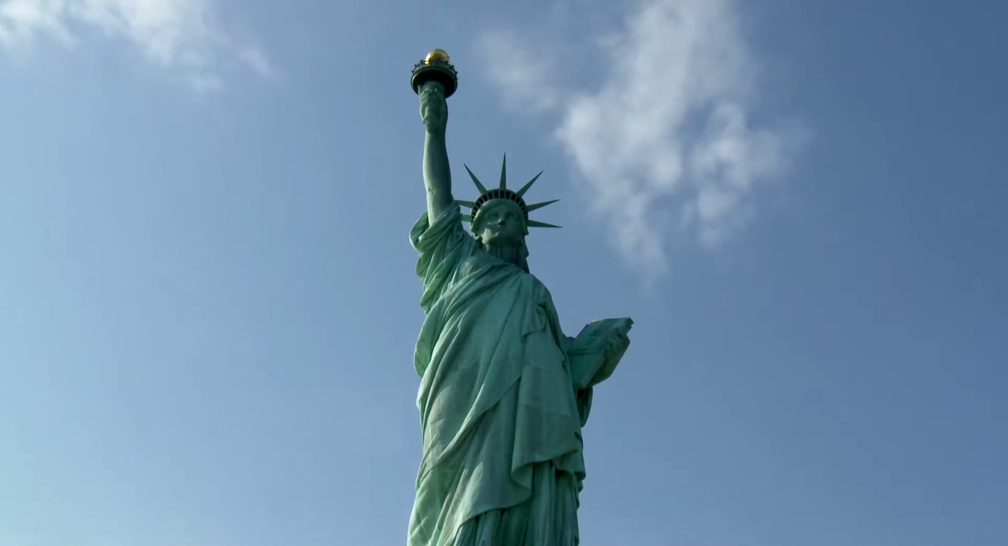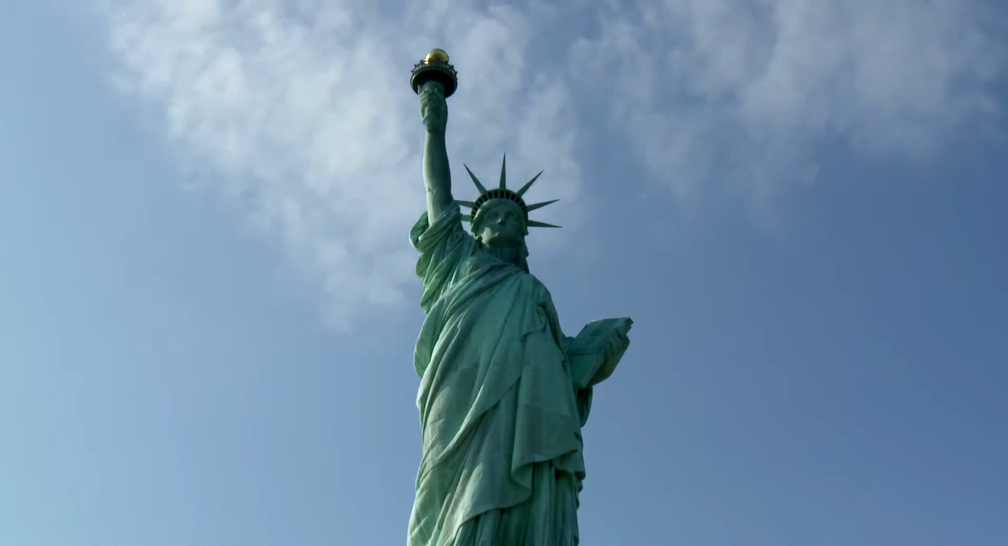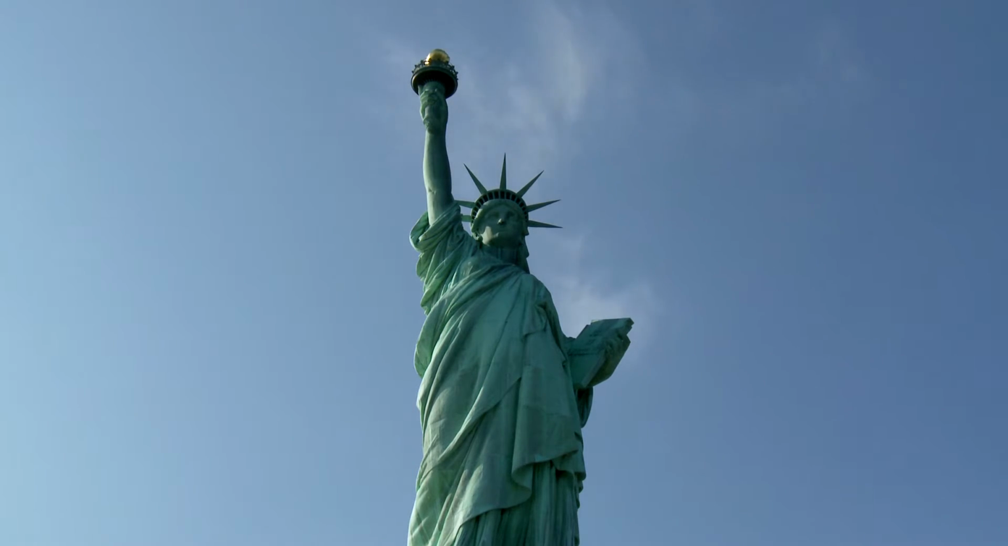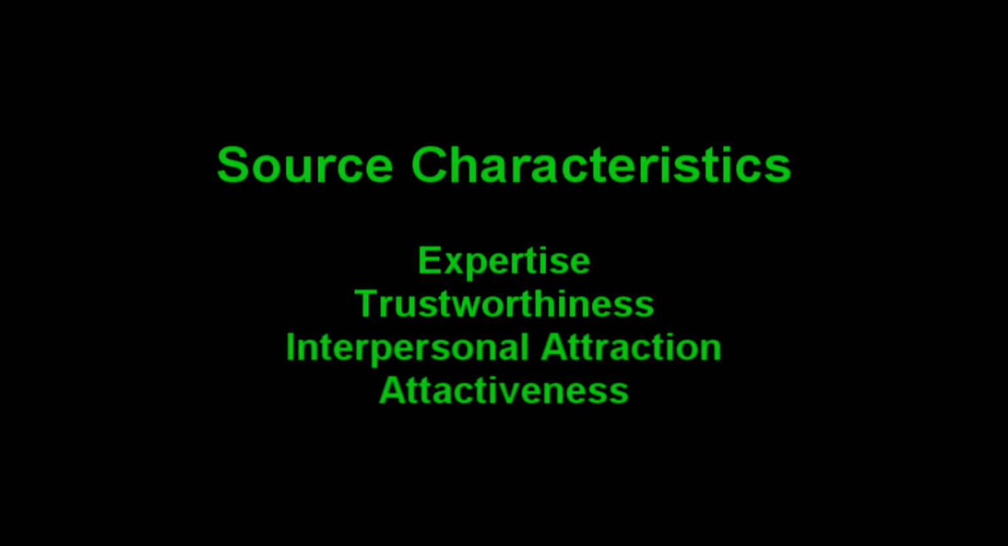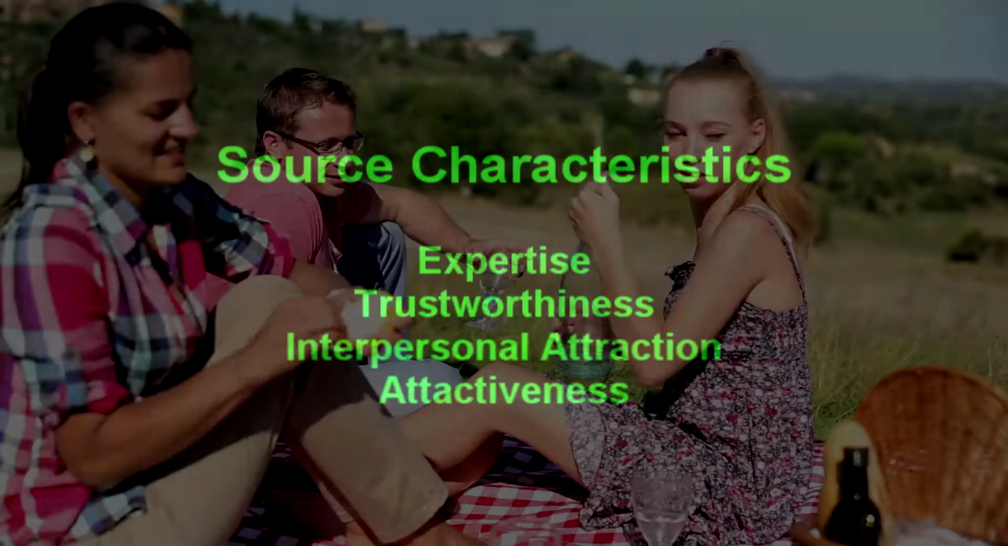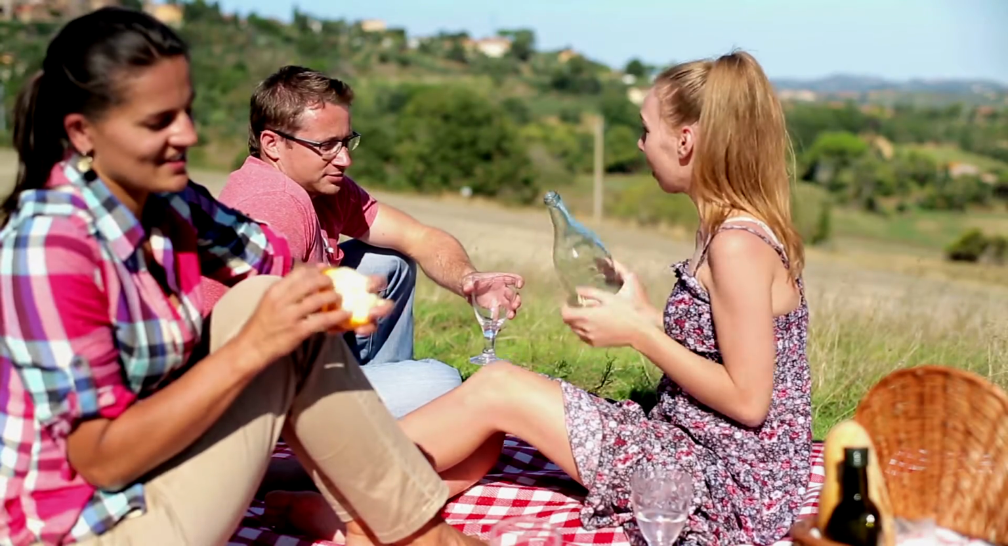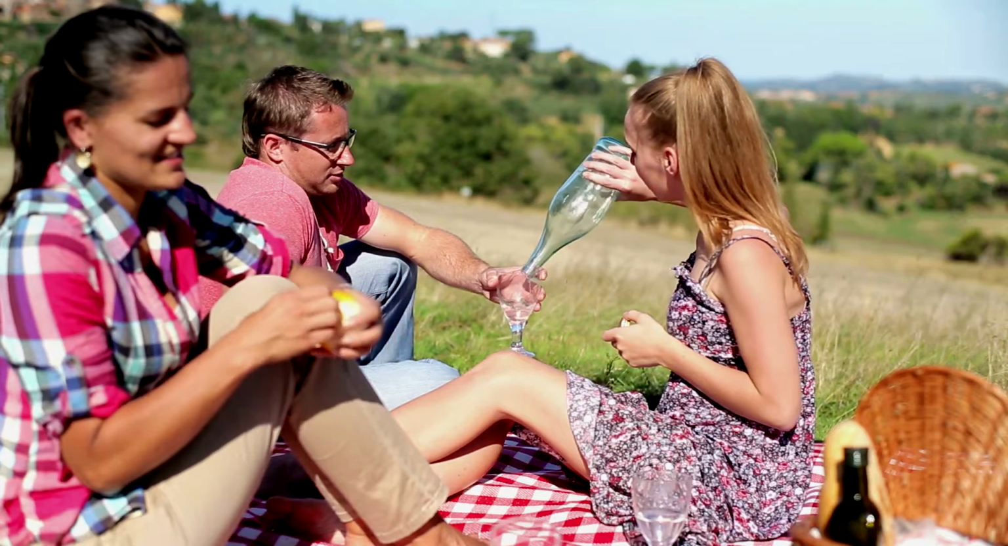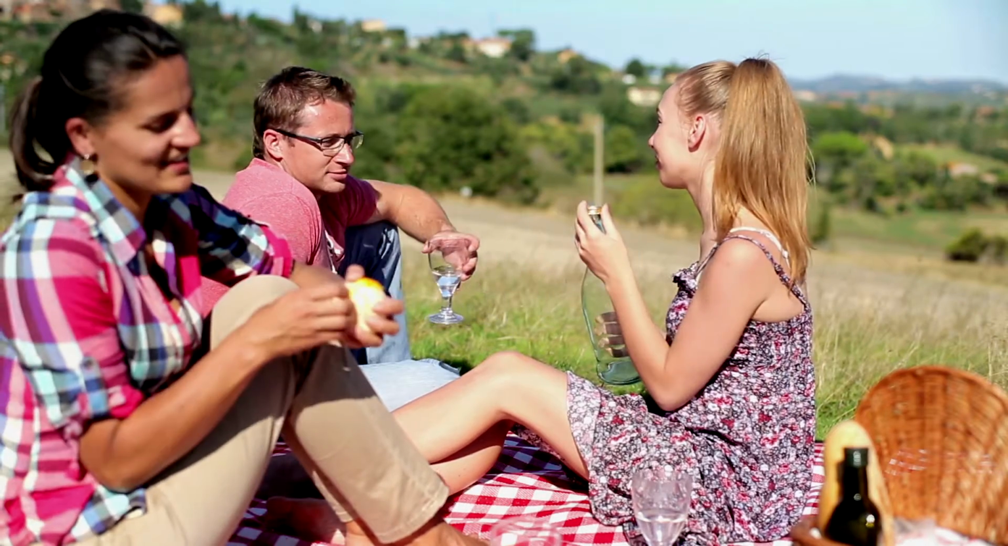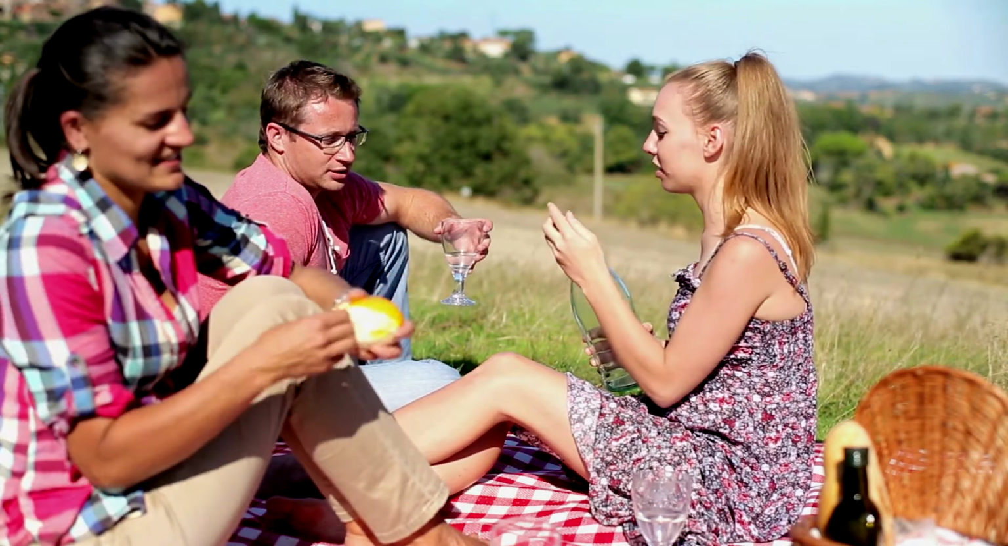The second variable is source characteristics, which includes expertise, trustworthiness, and interpersonal attraction or attractiveness. The expertise or credibility of a perceived message has been found to be a key variable in a persuasive message. For example, if readers read a report about health and believe it came from a professional medical journal, they are more easily persuaded than if they believed it came from a popular newspaper.